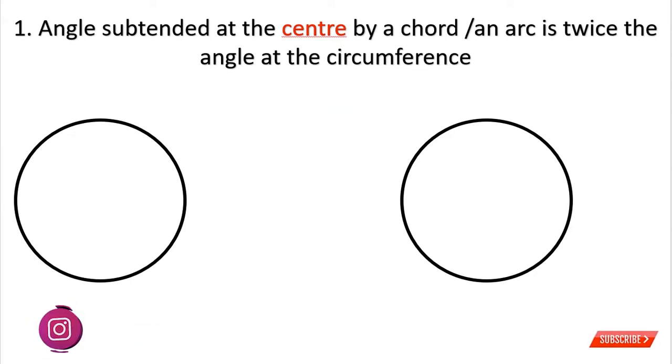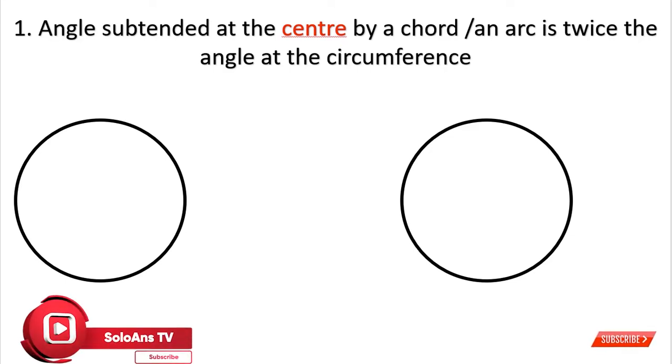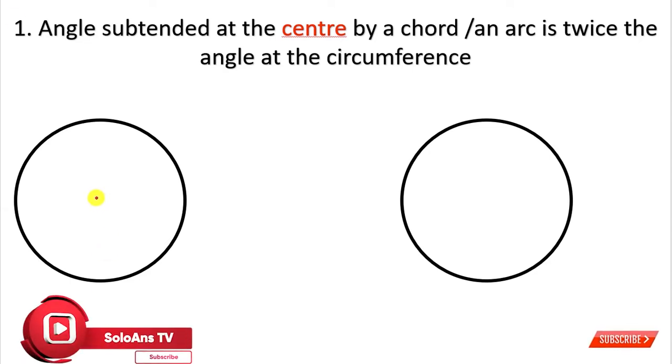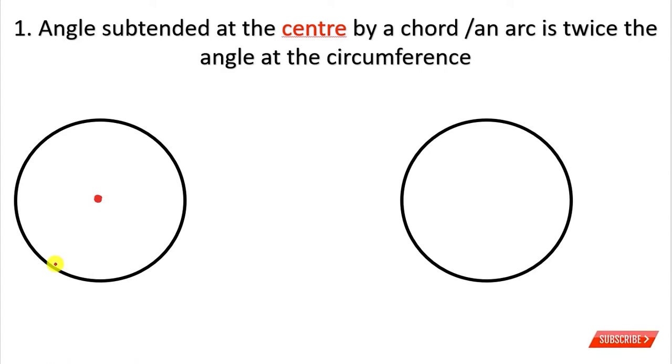it states that the angle subtended at the center by a chord or an arc is twice the angle at the circumference. All right. So for this particular theorem, let's once again assume that this is our center. Okay, and we are having a chord, so let's say this is the chord. All right, so we have the chord AB, and this chord is going to subtend an angle at the center.